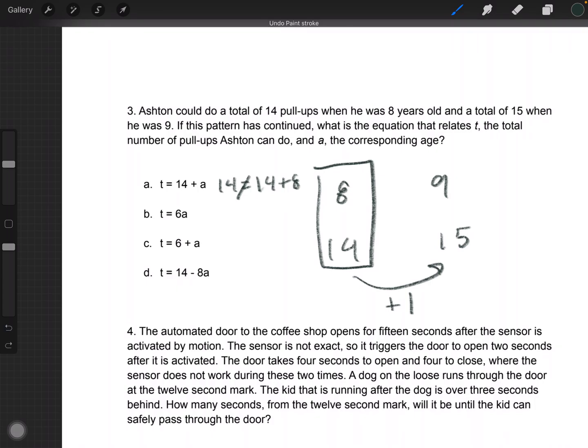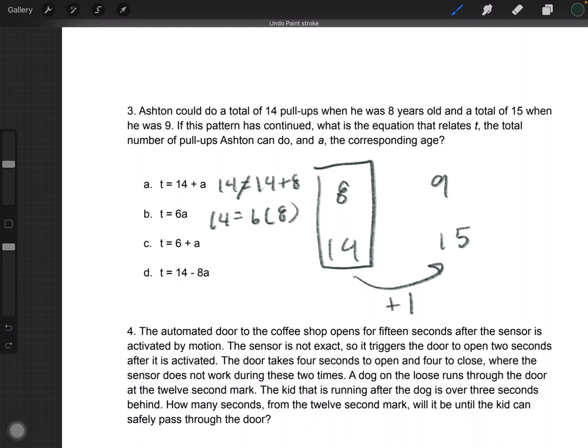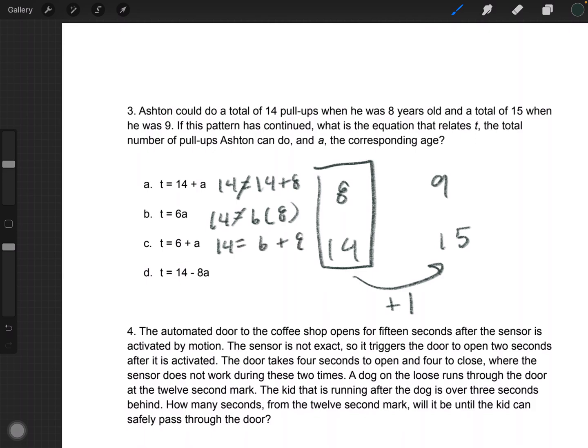T is equal to 6 times A. Well, this is equal to 48, and that's 14, so that's not true. T is equal to 6 plus A, which is true, but we'll check the last one just in case. T is equal to 14 minus 8 times A. Well, it's not true because this is 64, so it becomes a negative number because 14 is smaller than 64. So your answer is C.